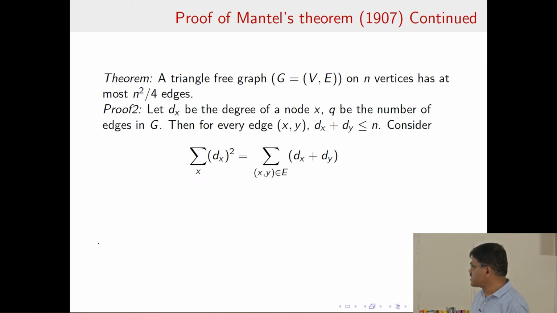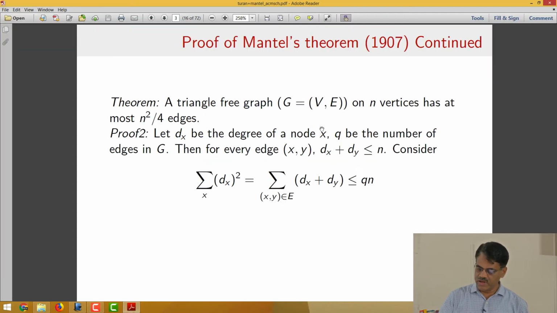Now, dx plus dy for any edge we know is upper bounded by n, right. So this gives you, it's at most n times q. Some quantity I was interested in, summation dx square, and I could show that it's at most qn using the fact that it's triangle free. Where did we use the fact that it's triangle free? We used it here when I said that dx plus dy is less than or equal to n. Here is where I am using the fact that it's triangle free. So this quantity is at most qn.